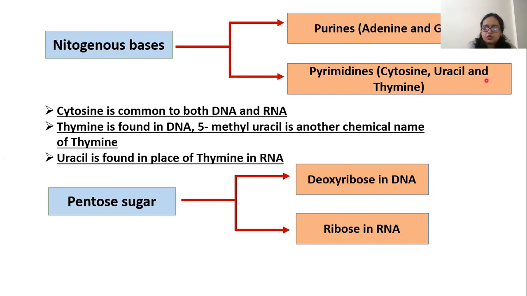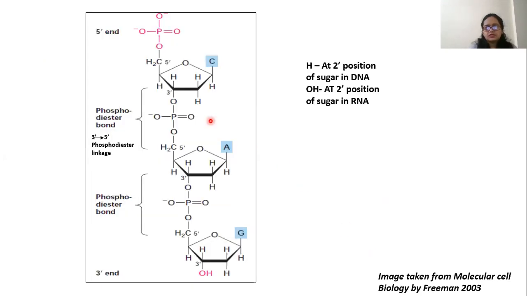What type of pentose sugar? Pentose sugar is also different in DNA and RNA. In the case of DNA, it is called deoxyribose, while in the case of RNA, it is a ribose sugar. So this is a single polynucleotide chain of a DNA. Here the chemical structures are shown. This pentose ring, or pentose sugar, is a deoxyribose and not ribose.